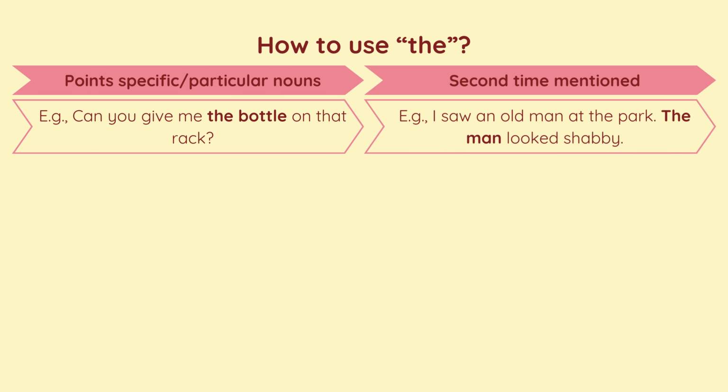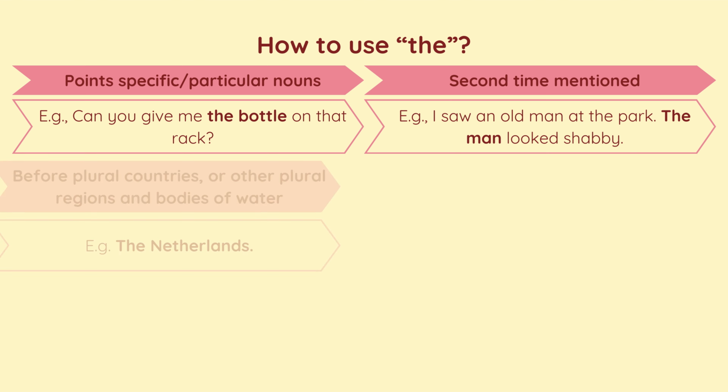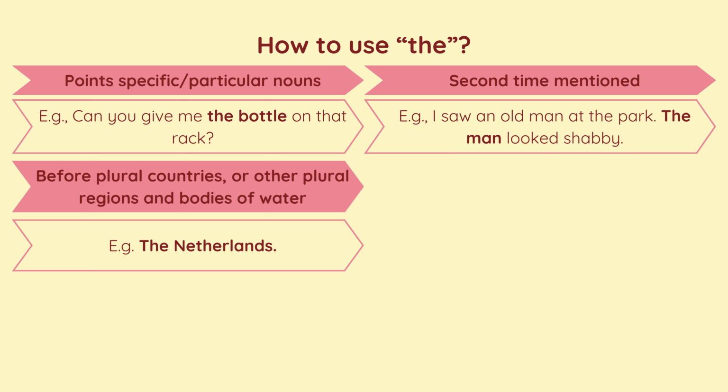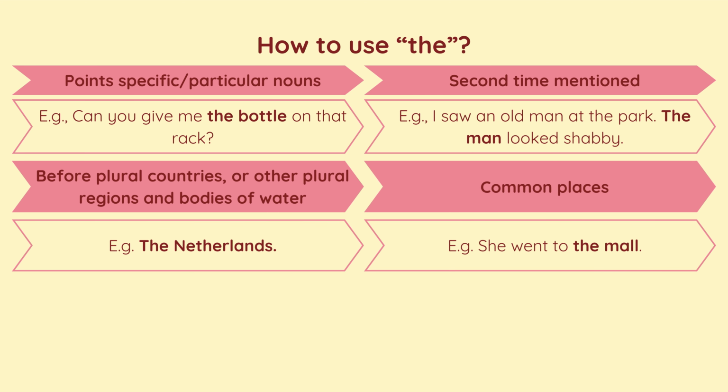Second, the is used when it is the second time mentioned. For example, I saw an old man at the park. The man looked shabby. Third, it is used before plural countries or other plural regions and bodies of water. For example, the Netherlands. Next, common places. For example, she went to the mall.